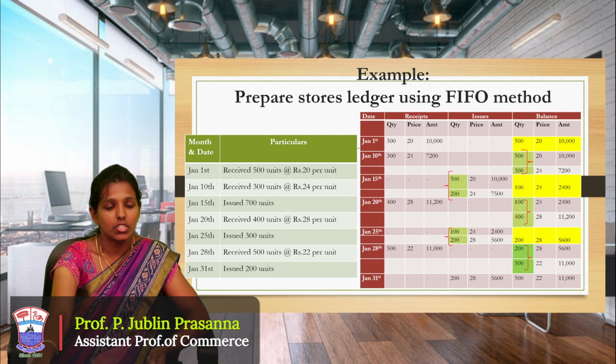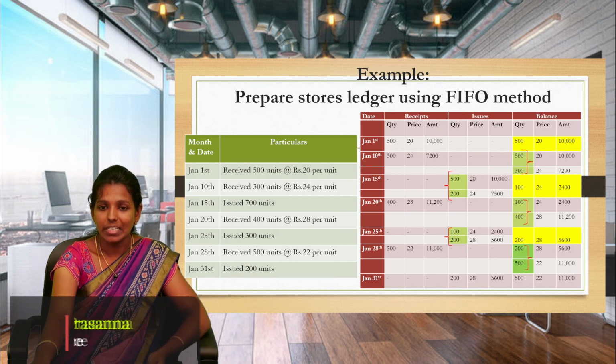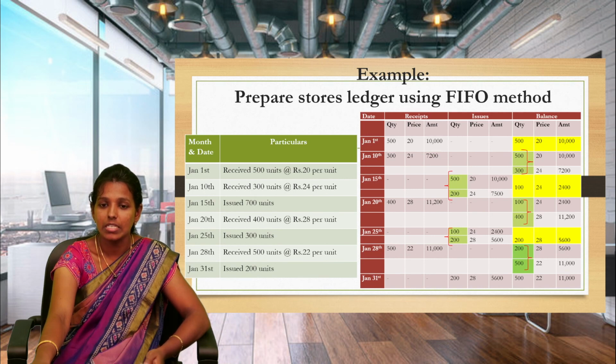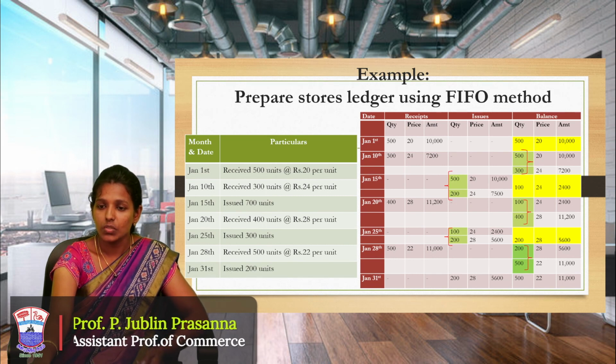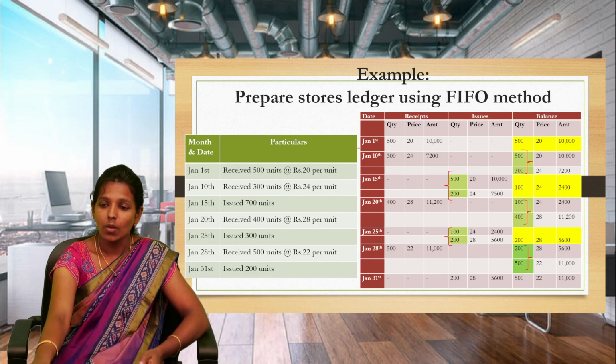The next transaction is January 20th. Again I am receiving 400 units, at the rate of rupees 28 per unit. In the receipt column, January 20, I am recording my transaction as 400 units at the rate of rupees 28, which amounts to rupees 11,200. Now what will be the current balance? Already I am having 100 units, so I am bringing down the 100 units at the rate of rupees 24, which amounts to rupees 2,400. Again, my receipt as on January 20th is 400 units at the rate of rupees 28, which amounts to rupees 11,200.